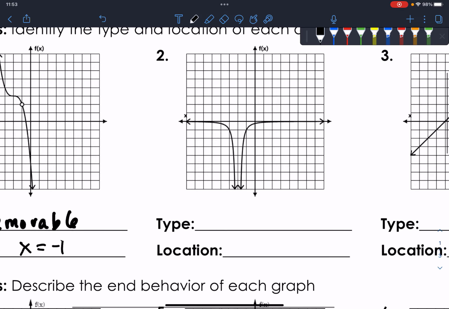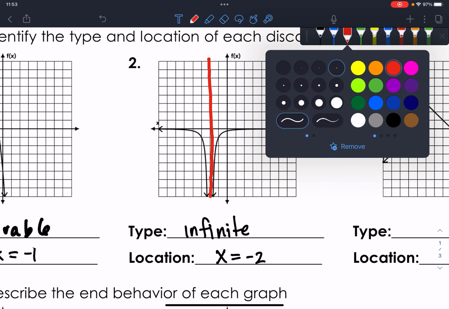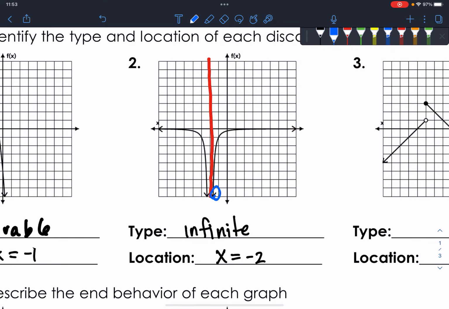The second type of discontinuity displayed here is an infinite discontinuity, and this is located at x is equal to -2. Again, we can see that here, these two ends, these two again, are approaching infinity at that place where the graph is not connected anymore.